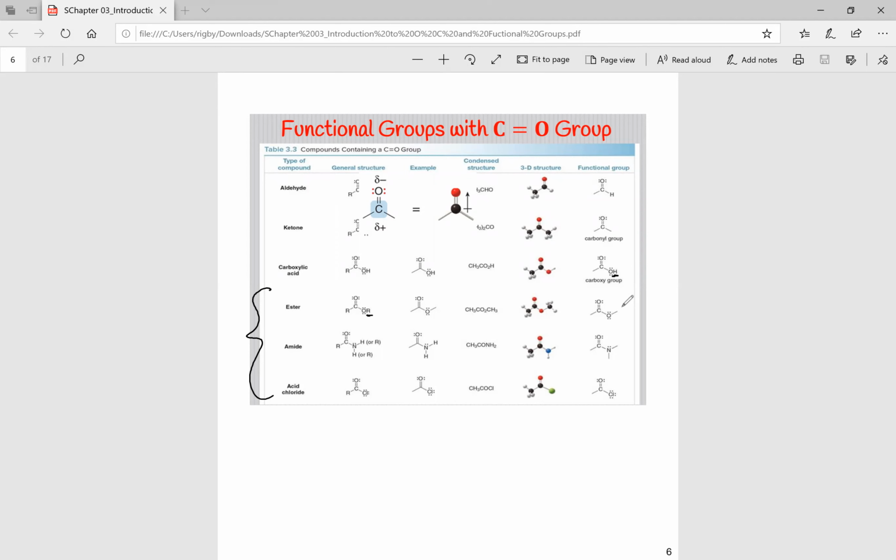An amide is exactly what it sounds like. It's a carboxy carbon attached to an N group. So amide and amine have similar names. Just remember that an amine has a single bond to carbon, and an amide has a single bond to a carbon that is also double bonded to an oxygen. And then an acid chloride is similar. You can think of it as similar to a carboxylic acid, except instead of an OH group, we have a Cl group. All right?